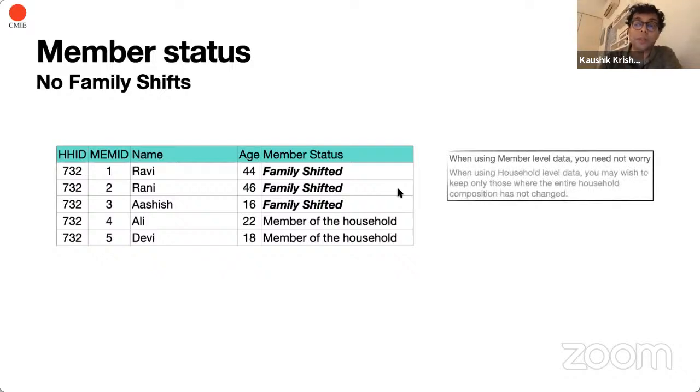However, if you're trying to compute something at the household level, and for some reason you only want to keep those households where the entire household composition hasn't changed from wave to wave, even though it's a very small number and it's unlikely to make a difference meaningfully to your analysis, an easy way to do that is we have another indicator at the household level in the data called family shifted. So as long as you subset on those households where family shifted is no, where there hasn't been a complete change of the occupants of a household, that's all you need to do. Just subset on family shifted equal to no.